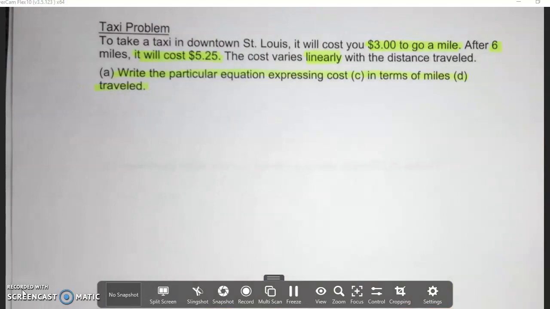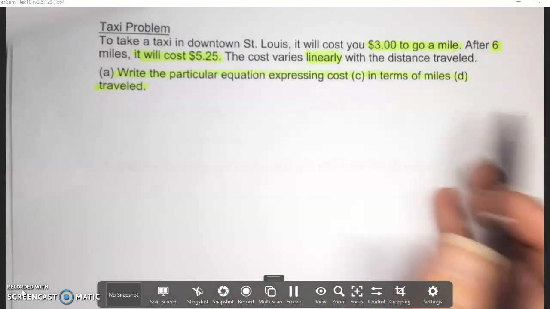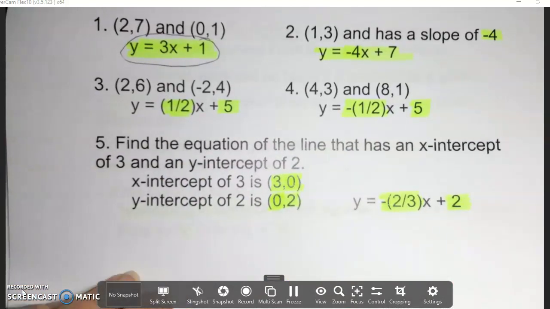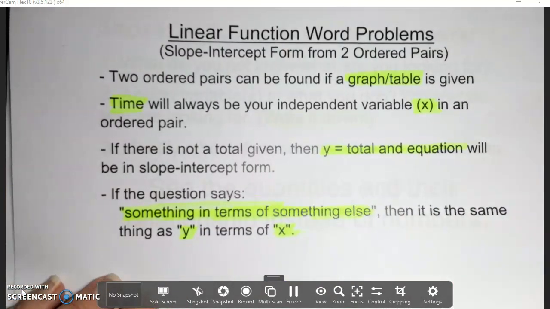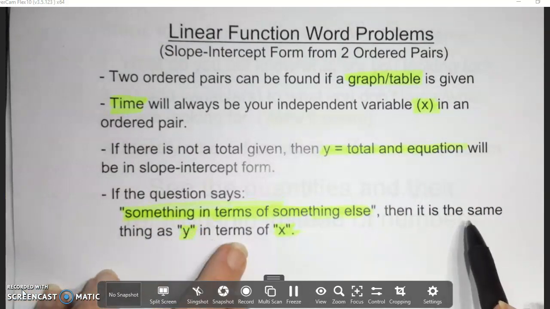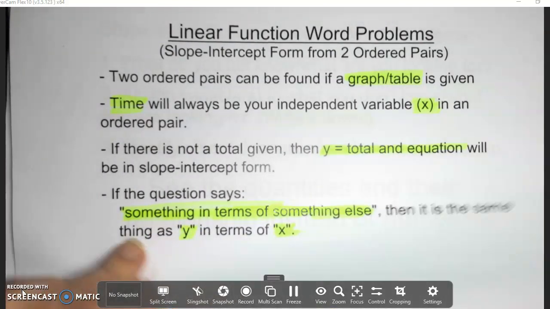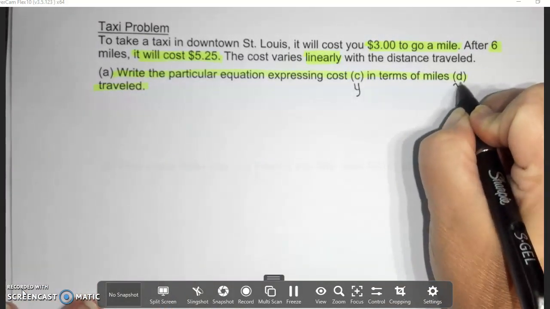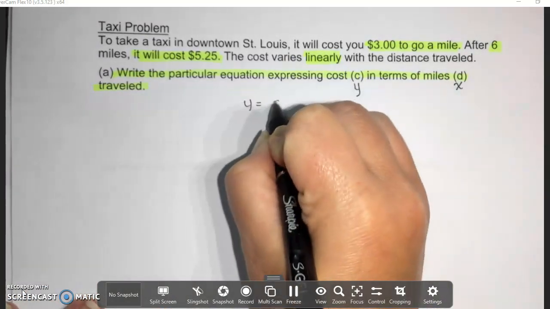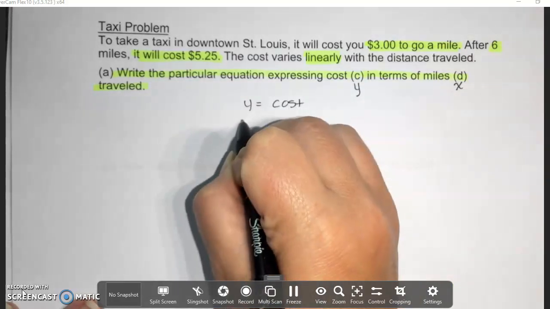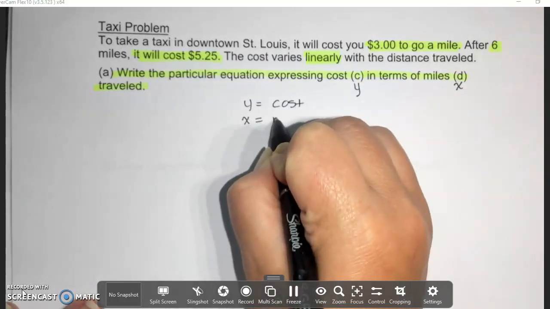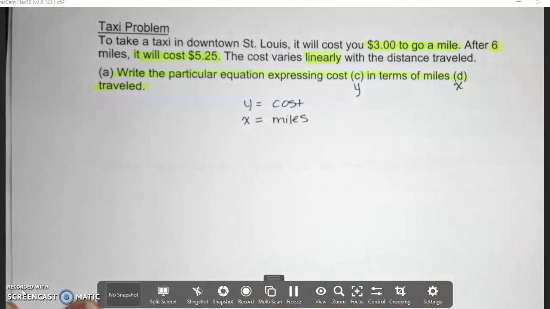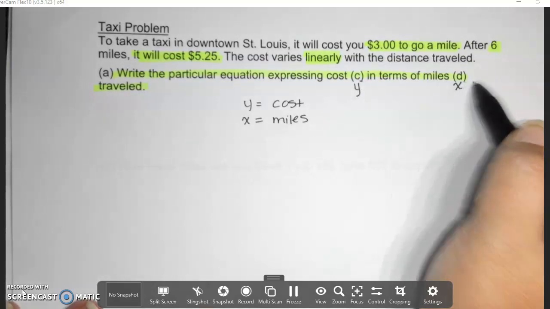Now let's look back at our notes. When it wants cost C in terms of D, in our notes we put in terms of something else, it's Y in terms of X. So Y in terms of X. Y is our cost. X is going to be miles. Y in terms of X. C in terms of D.